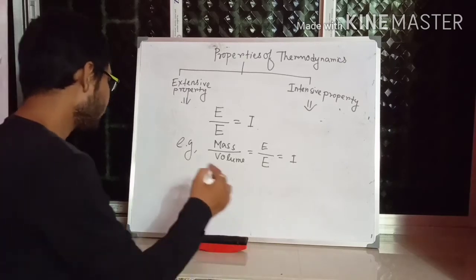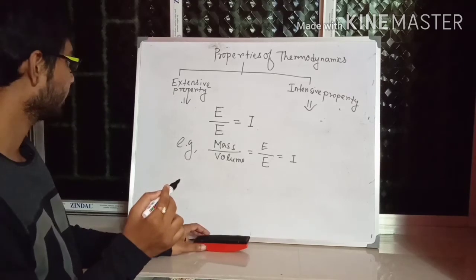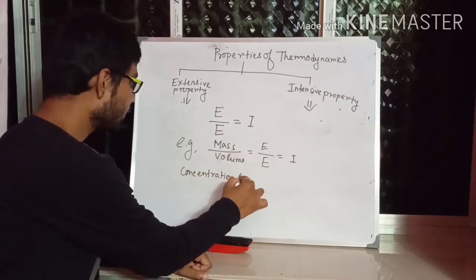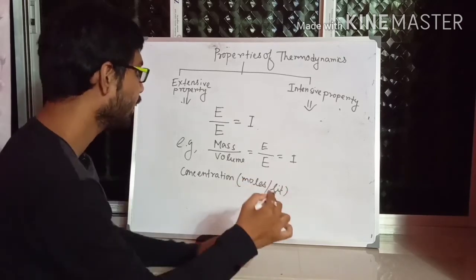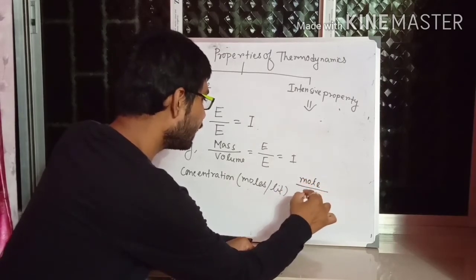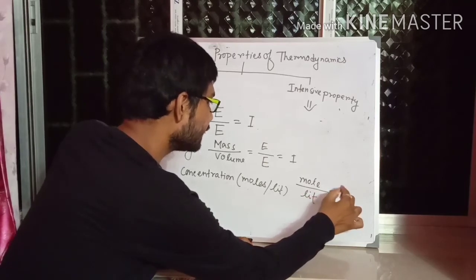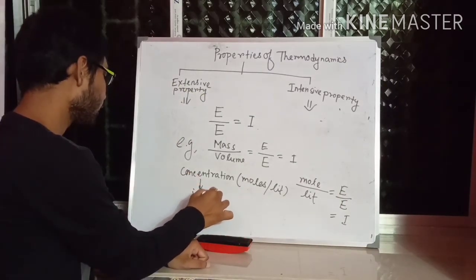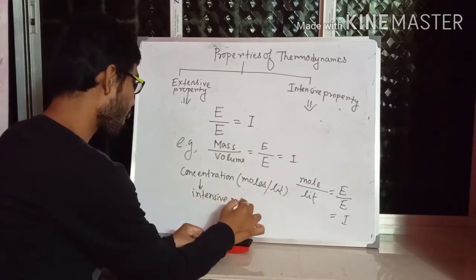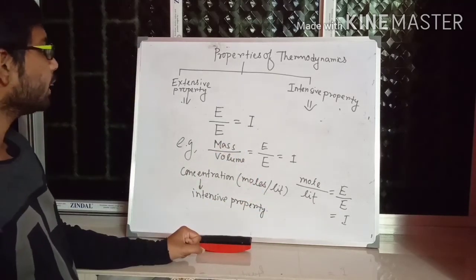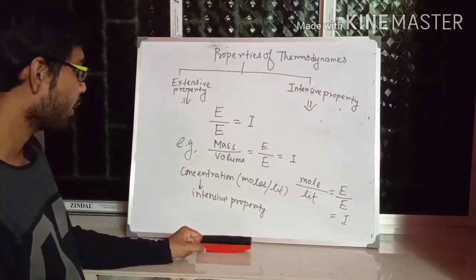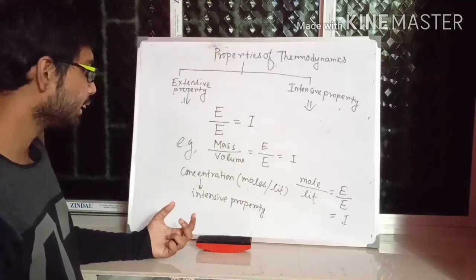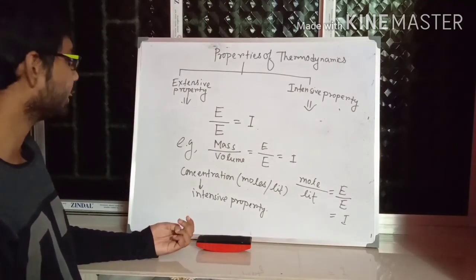Okay guys, concentration means moles per liter. Here, moles per liter is extensive by extensive, which is equal to intensive. So concentration is an intensive property. So note down all this, students. Here, molar heat capacity, molar enthalpy, molar entropy, all these are intensive properties, and extensive property is heat.